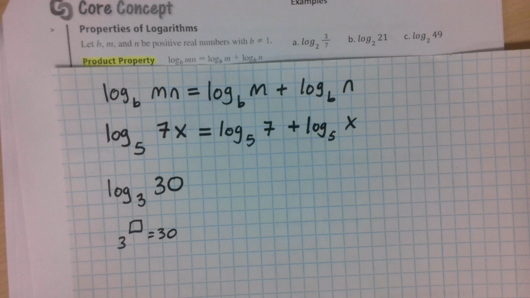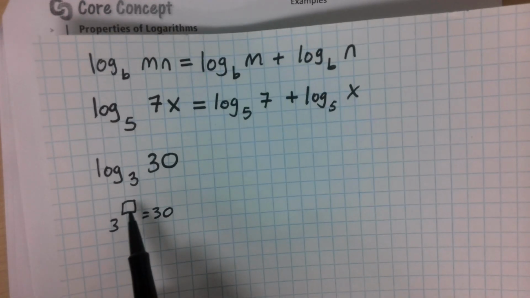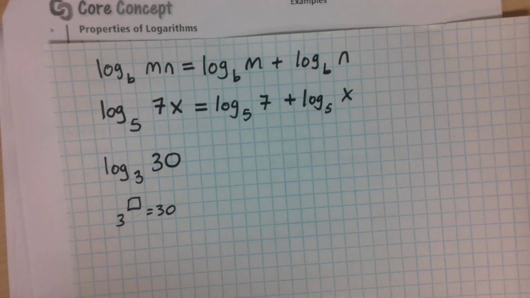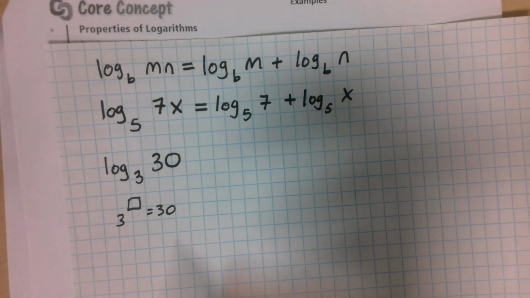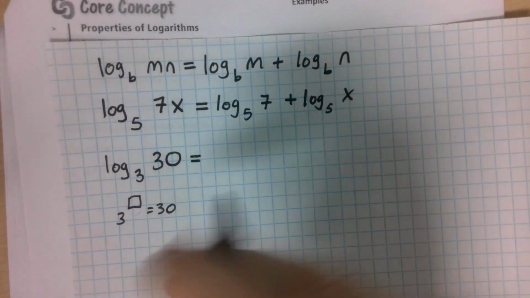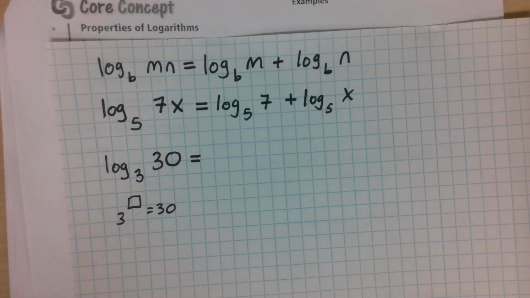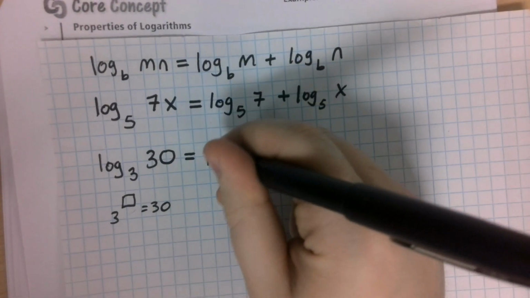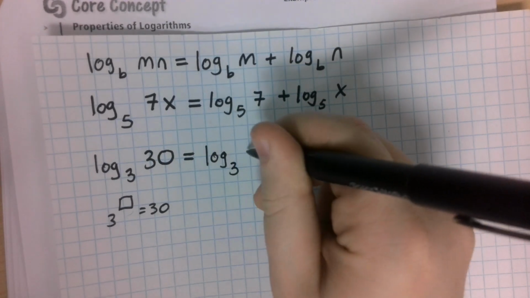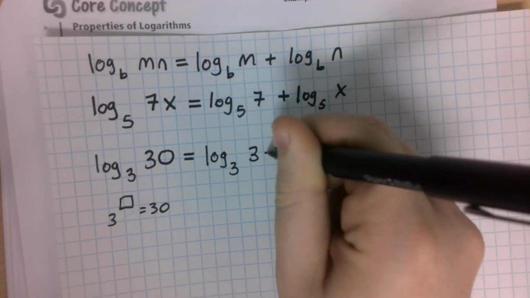I'm going to be entirely honest with you. I have no idea what power 3 should go to get 30. It's probably going to be a little bit bigger than 3, because 3 cubed is 27, but I have no idea. Well, we can actually break up 30 into two numbers being multiplied. We can break it up into any two numbers we want. Maybe we break it up into 1 times 30. Maybe we break it up into 2 times 15. I'm going to break it up into log base 3 of 3 times 10. And you'll see why in a moment.